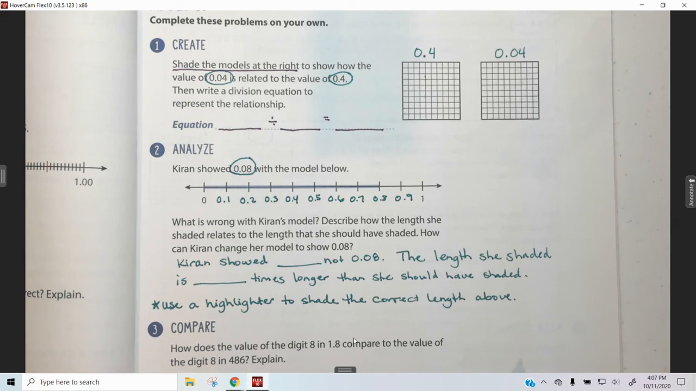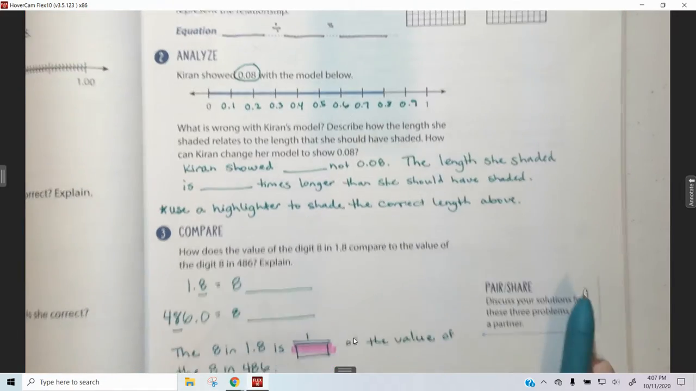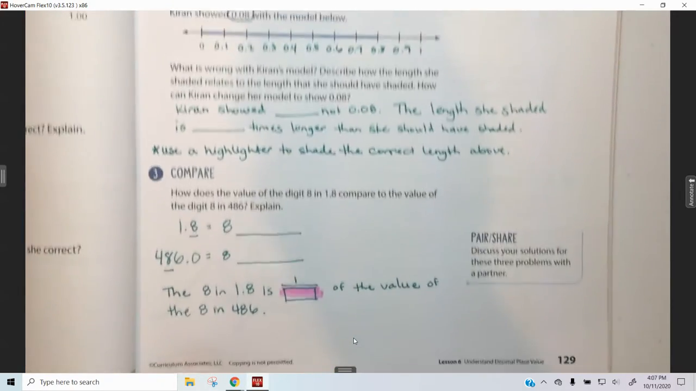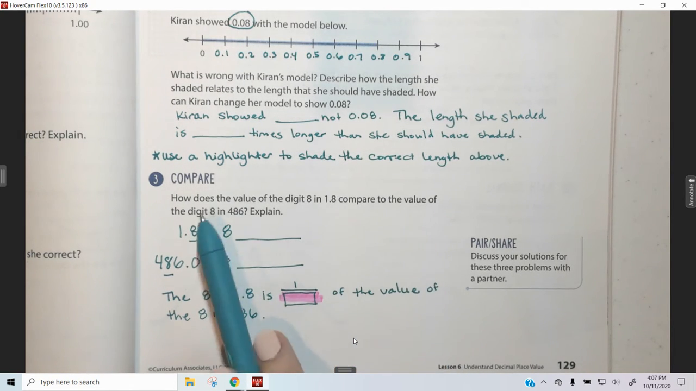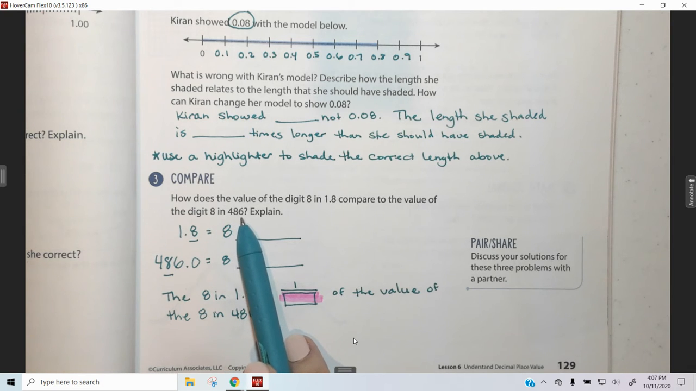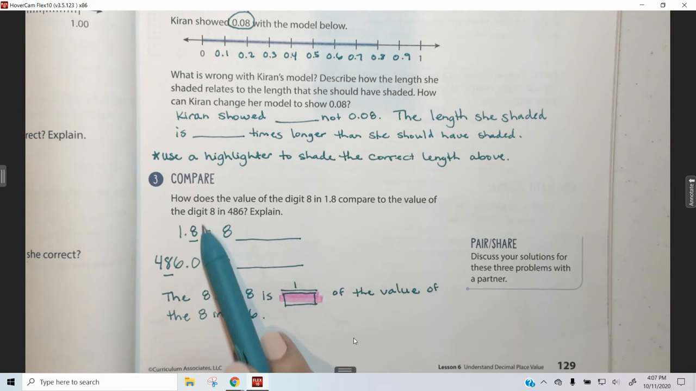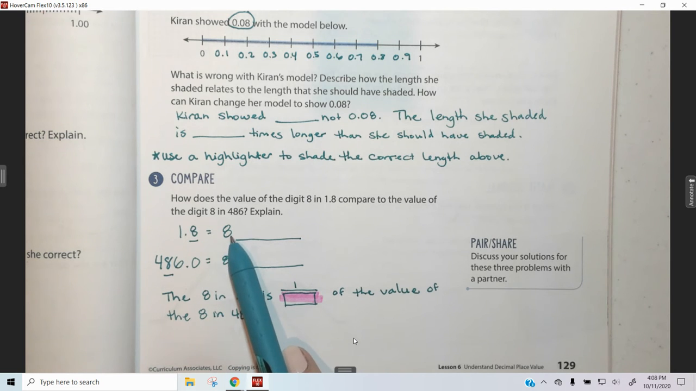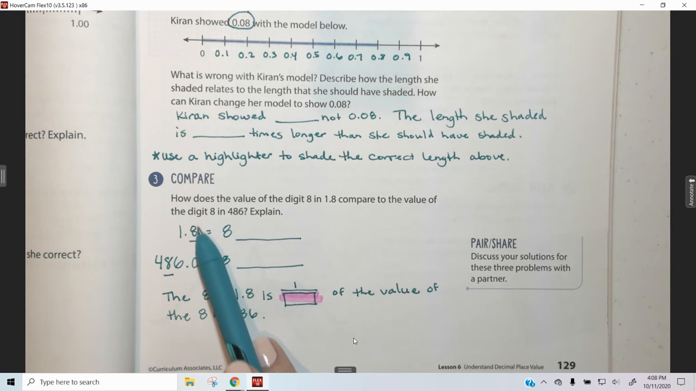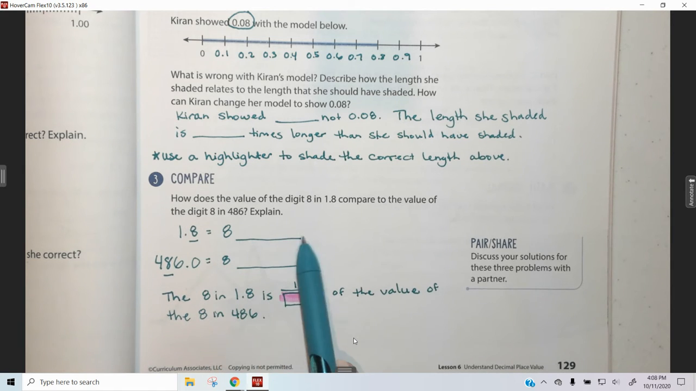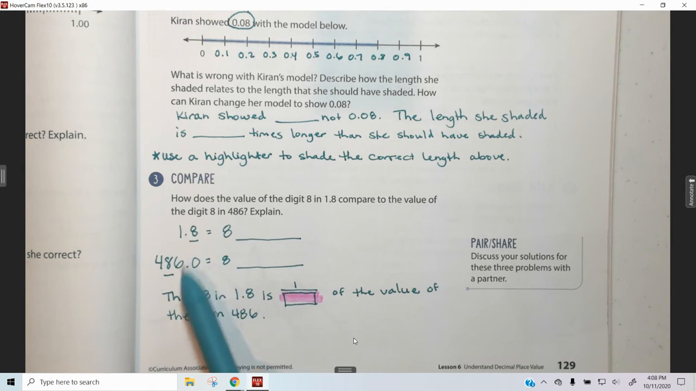All right, number 3. It says, compare. How does the value of the digit 8 in 1 8/10 compare to the value of the digit 8 in 486? Explain. So in 1 8/10, the 8 is equal to 8, and then what's the word? It's a word you would write here that tells you what the value of this 8 is. It's 8 something. And remember, it's after the decimal, so you're going to need that THS at the end.